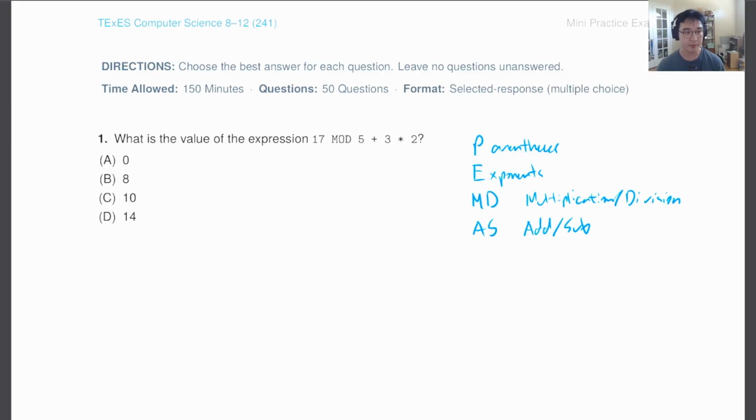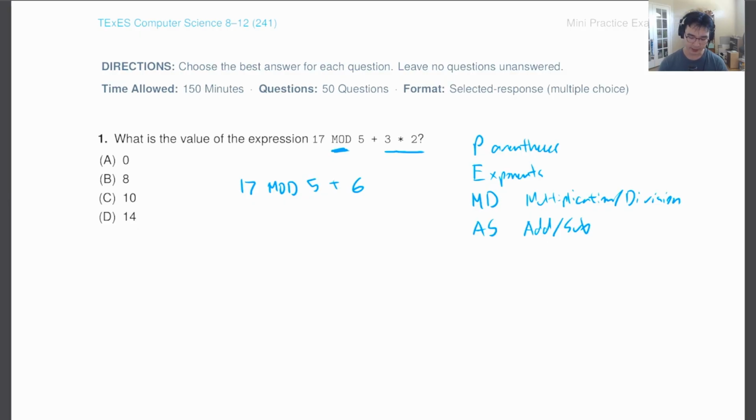So we see 17 mod 5 plus 3 times 2. Now this mod operation might be a little bit new to you, and we'll talk about that shortly. But we do see an operation that we can do right now, which is this 3 times 2. So let's go ahead and do 3 times 2. So that becomes 17 mod 5 plus 6. Now we have to understand what this mod is to fully complete this problem.